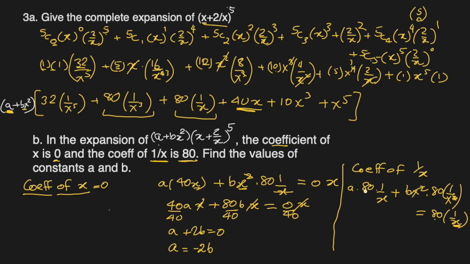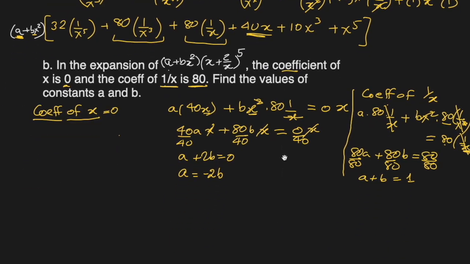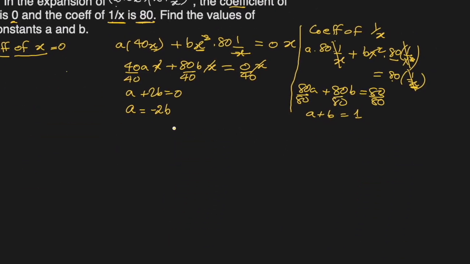So what is left here? Let's cancel 1 over x, just like we cancelled x. 1 over x cancelled, 1 over x cancelled, 1 over x cancelled. So 80a plus 80b equal to 80, and divide all of them by 80, so that it is simplified to a plus b equal to 1. Okay, and now we have two equations with us here, a equal to minus 2b and a plus b equal to 1. Let's substitute this into this.